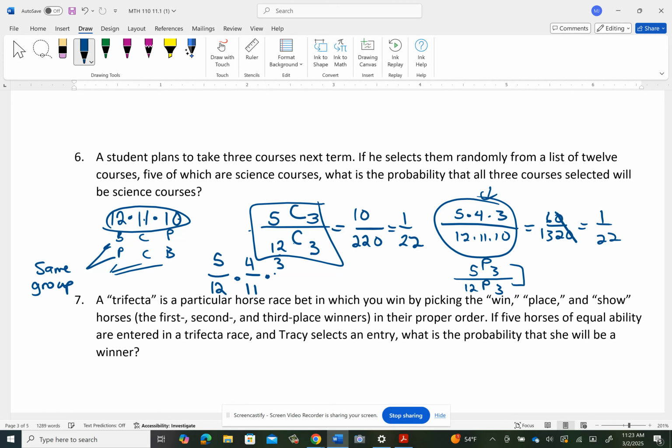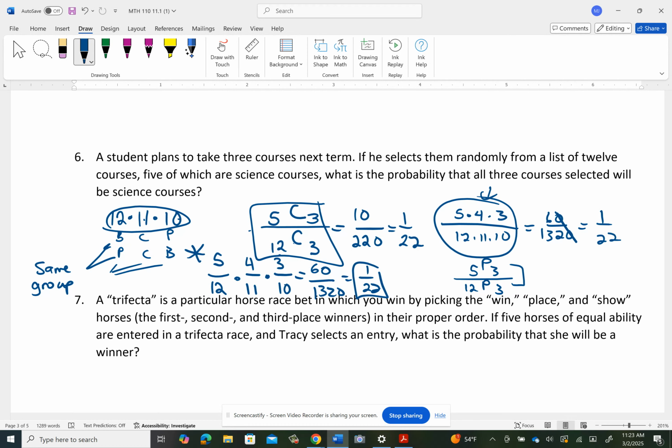And then I'm down to 3 science classes out of 10. And then I just work that out and get my 60 over 1320 and simplify until I get 1 over 22. That's actually a nice intuitive way to do it that doesn't really get you bogged down into the idea of whether permutations or combinations would be better. Okay.